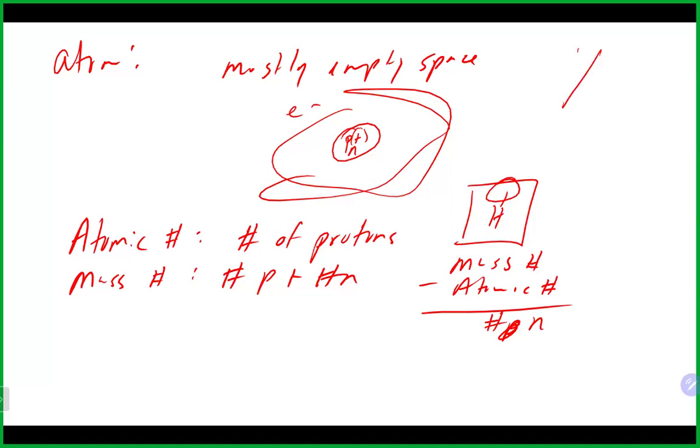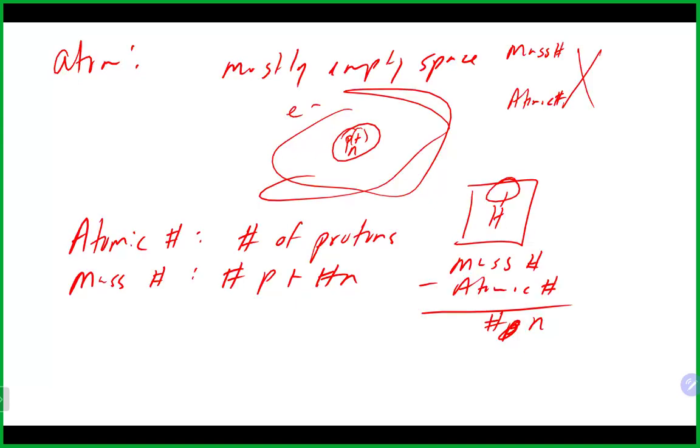One way that we write the symbol for isotopes, and isotopes again are the same element, but they have different masses because they have different numbers of neutrons: we put the mass number up on top and the atomic number at the bottom left. And again, if you take the top number minus the bottom number, that will give you your number of neutrons.